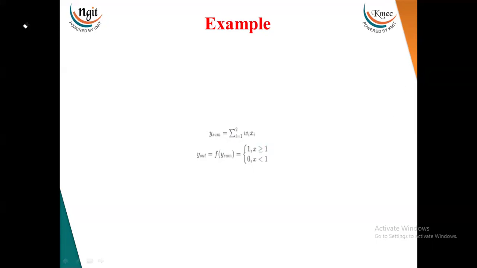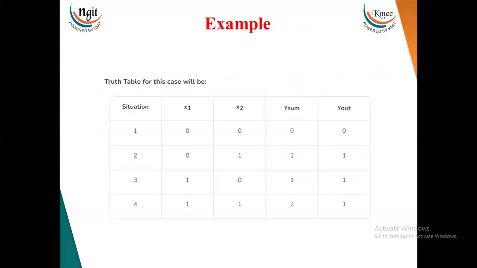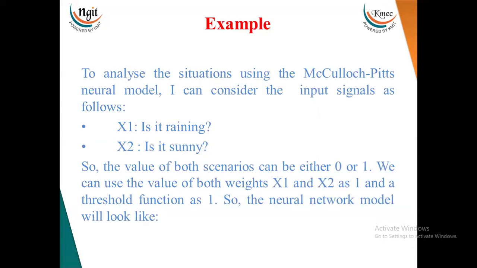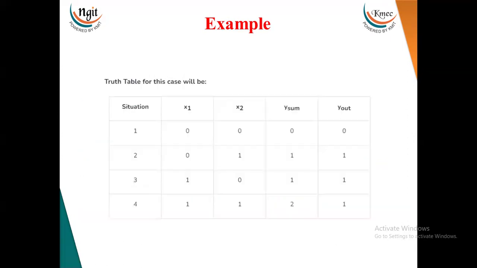These are the two main functions which we will use in order to find the result. With x1 0 and x2 0, according to the y sum and the threshold, I'm designing the network, and accordingly I'll get the output. If my x1 is 1, it is raining, and x2 is 1, it is sunny, so this is the output.